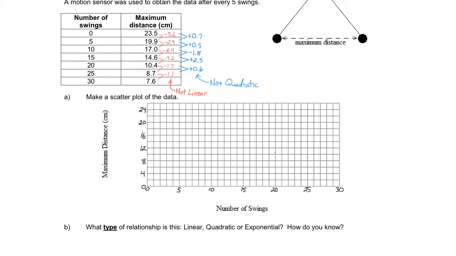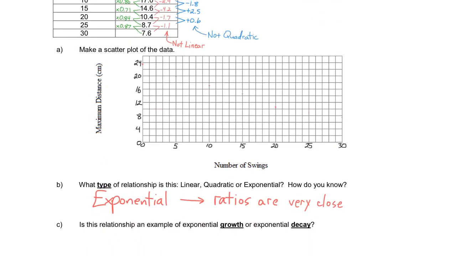So now I'm going to check the ratios. To find the ratios, I can go 19.9 divided by 23.5. That gives me the first one. 17 divided by 19.9. That gives me the second one. And I keep going and going, and I get these as my ratios. Now, they're not all perfectly the same, but they're pretty close. So because the ratios are a lot closer to being constant than the first and second differences, I'm going to say this is exponential.